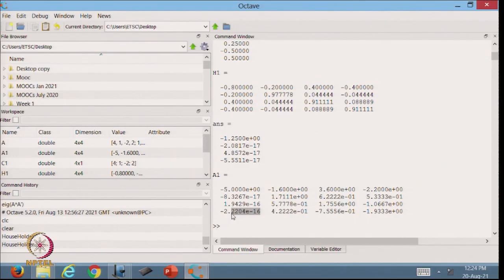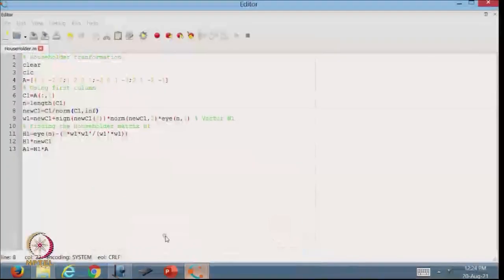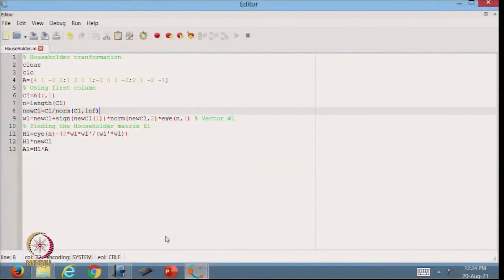Okay. So, now let us see. Up to here we are able to find out the householder matrix and its application transformation on the new C1. So, this is what we are able to finish. Now, let us do that one.